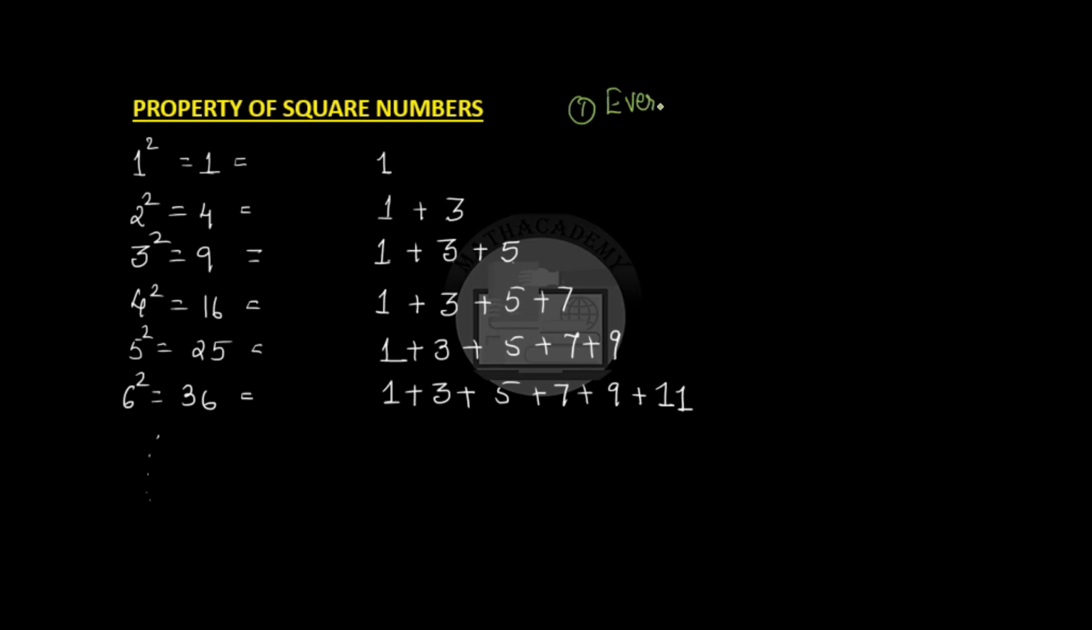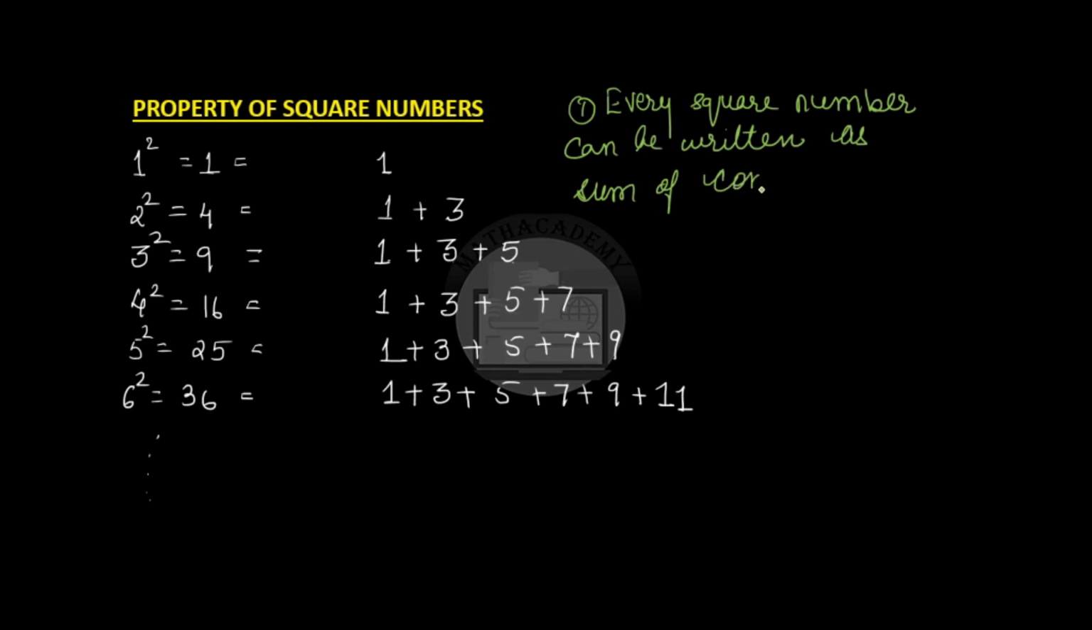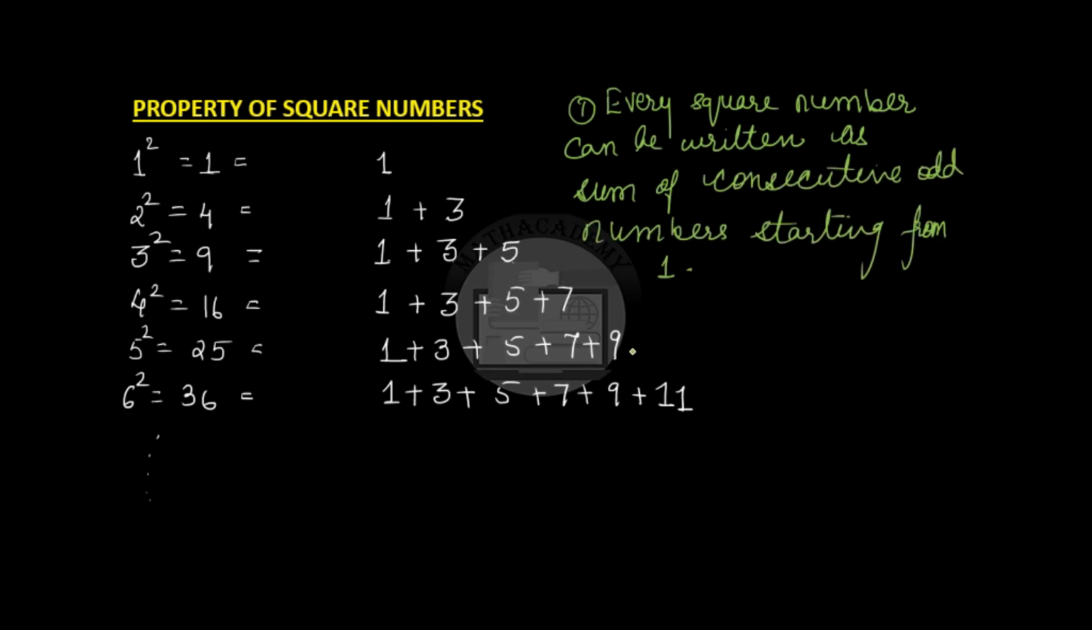First thing, every square number can be written as the sum of consecutive odd numbers starting from 1. Correct? So we see that every square number, 1 square, 2 square, 3 square, 4 square, they can be written as a sum of consecutive odd numbers. Consecutive means the odd numbers coming one after the other, and there you have to start from the number 1 always.